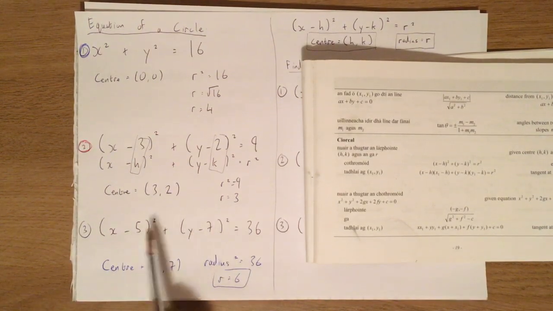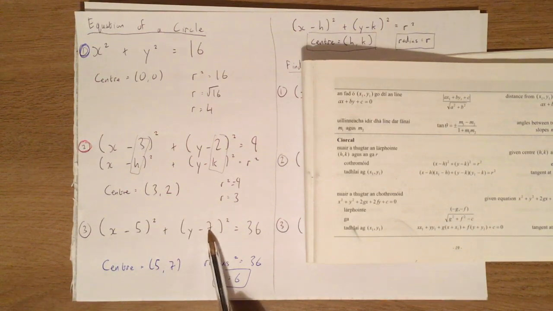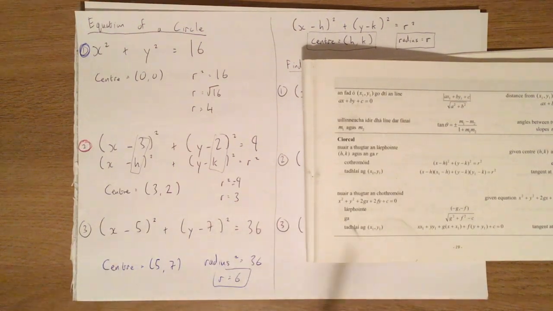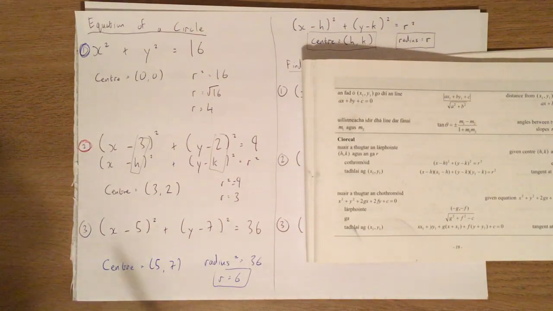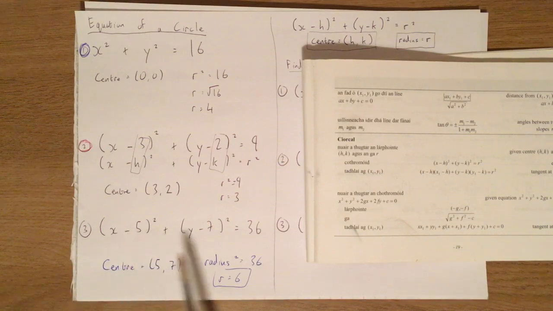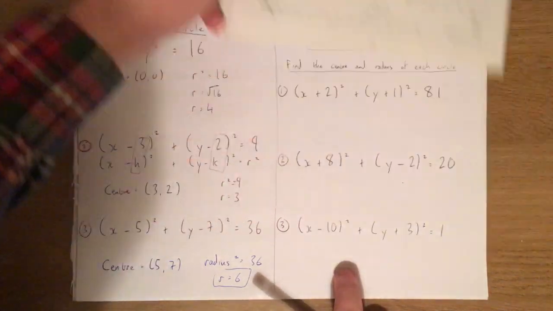For the center, whatever's been subtracted from the x is your x coordinate, whatever's been subtracted from your y is your y coordinate in your center. Another way to think about it is, this is minus 5 here, you change the sign in getting the center. This is minus 7 here, you change the sign in getting that center. So that idea of changing the sign is going to be quite important, because it's not always going to be take away. You can have a plus in there, then your center will end up having a minus coordinate. We'll see examples like that on the other side of the page.